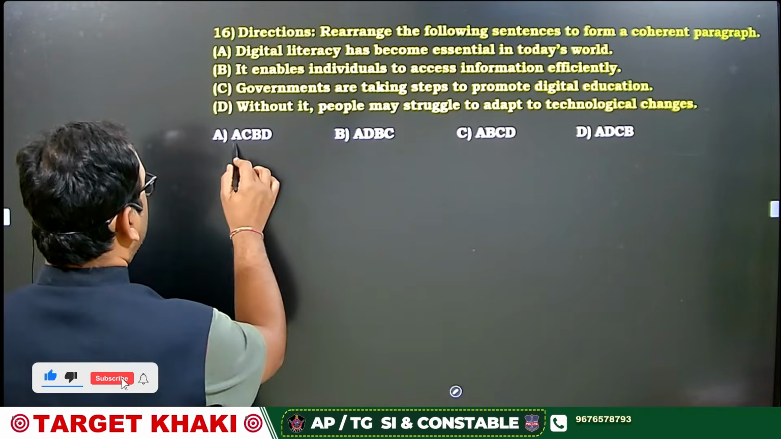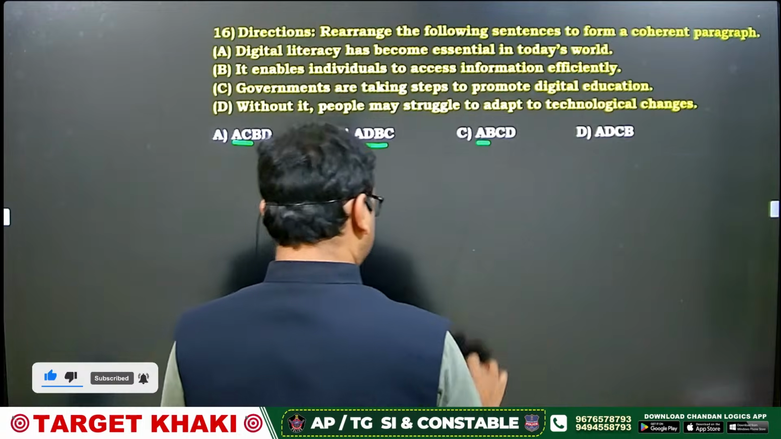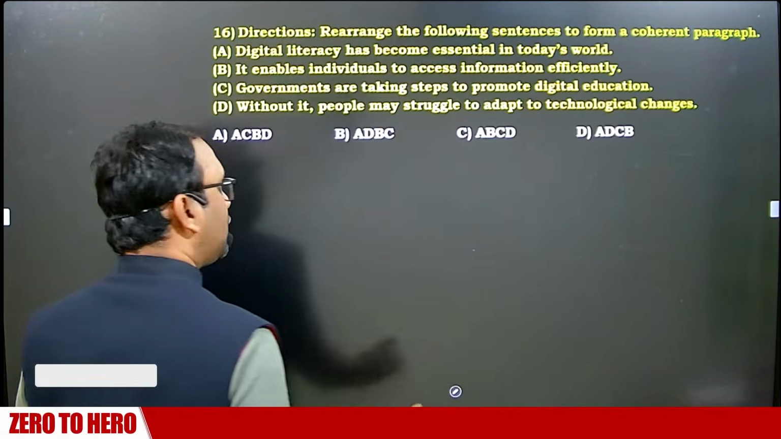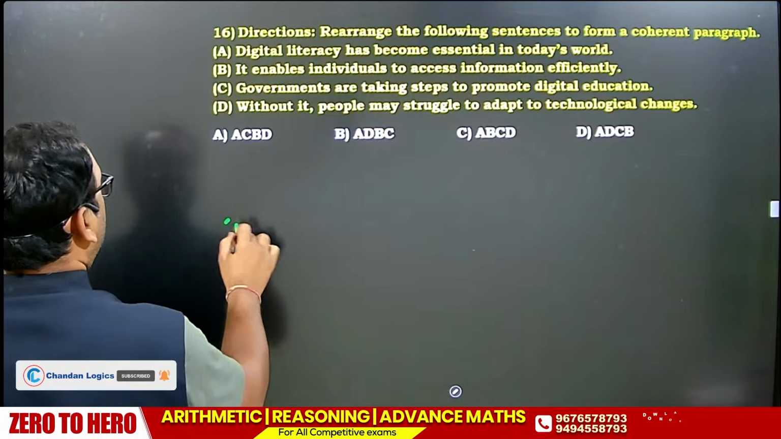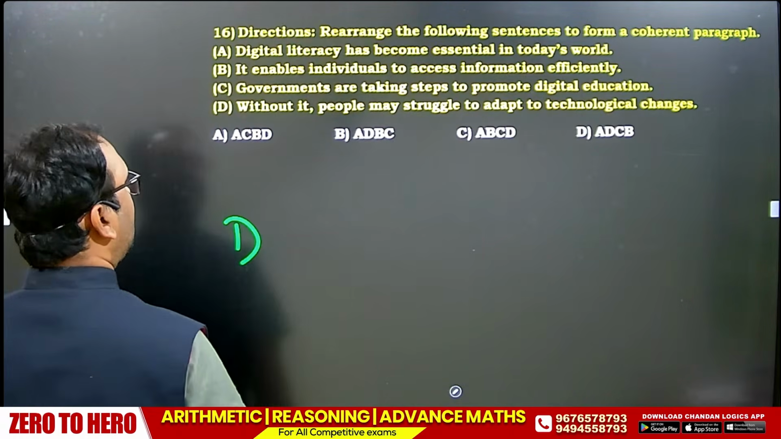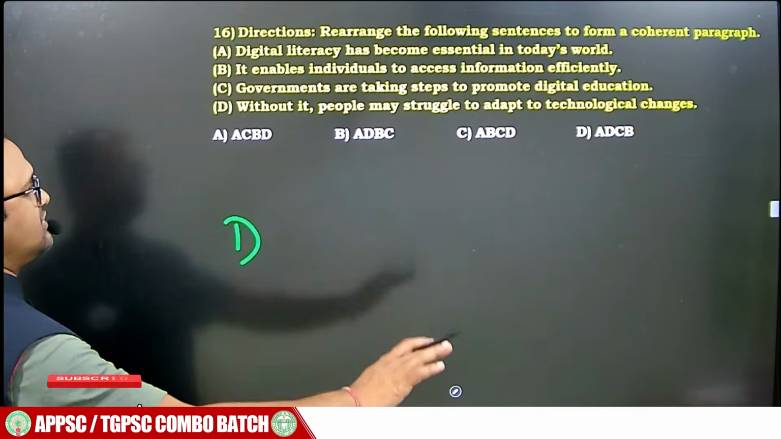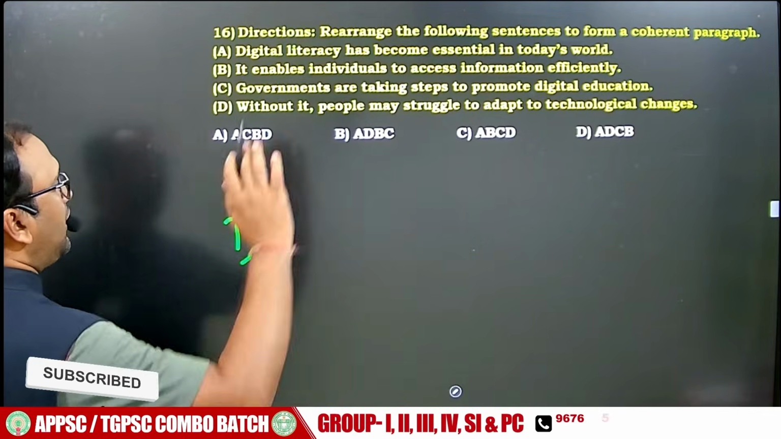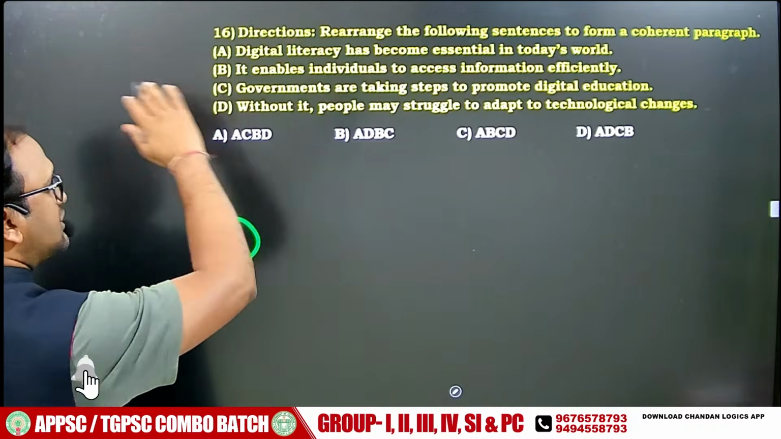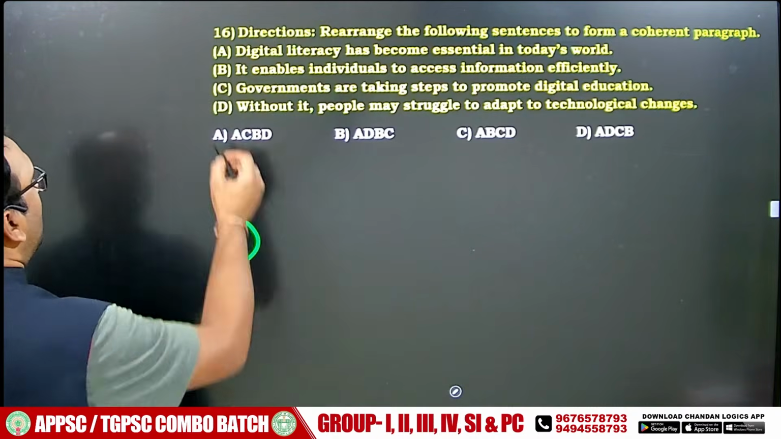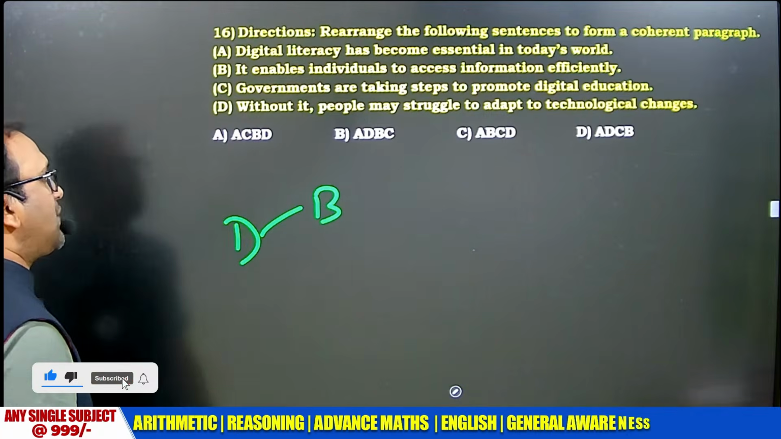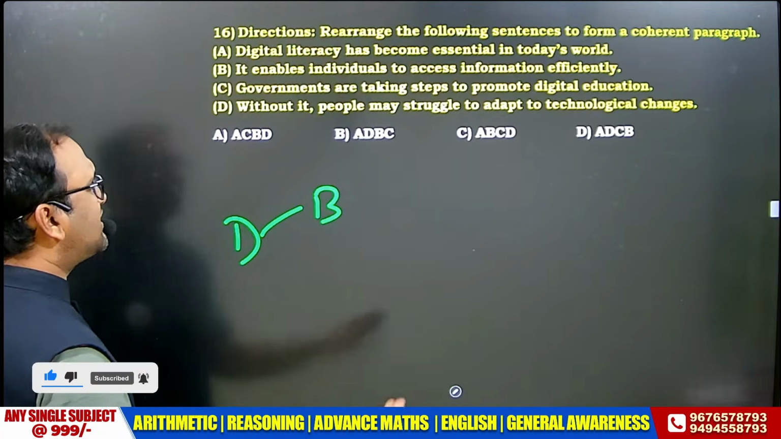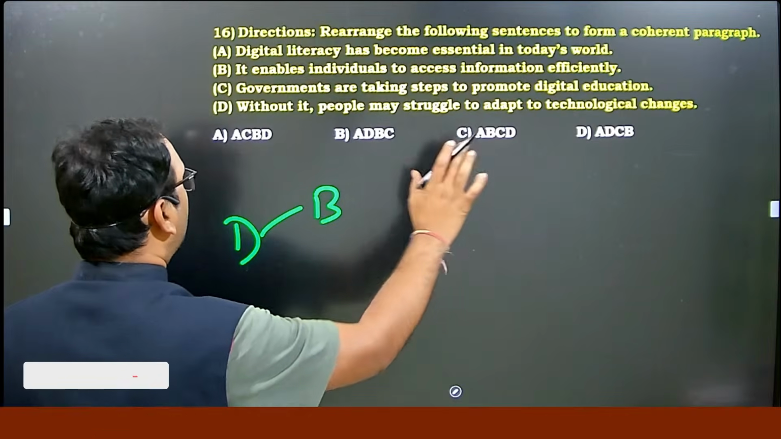Don't waste time. AC, AD, AB. So, I think you need to find the second sentence. A is already there. Digital literacy has become essential in today's world. Congratulations. Good information. We also know in today's world, digital literacy has become very essential. Now can you see B? It enables individuals to access information. I think this is also nice, but don't come to a conclusion.